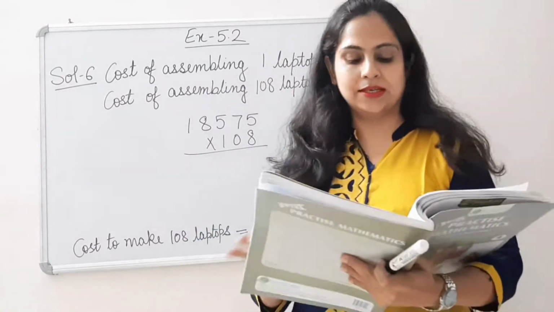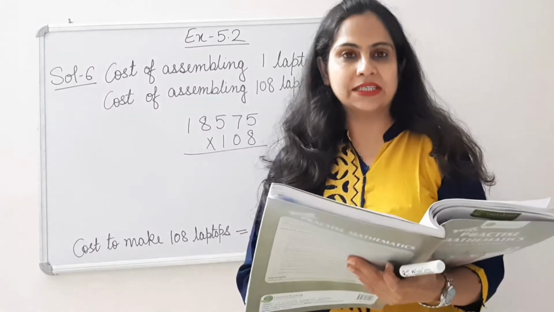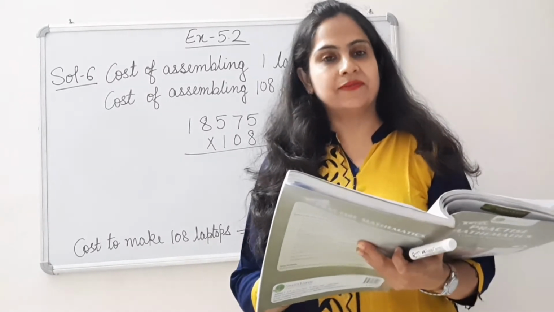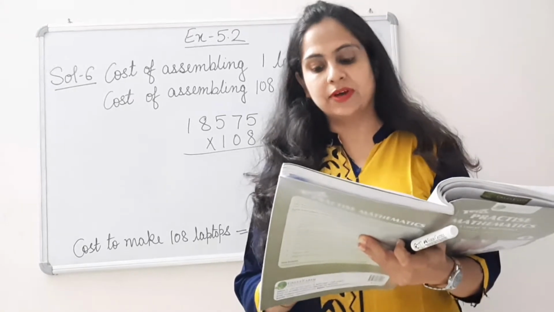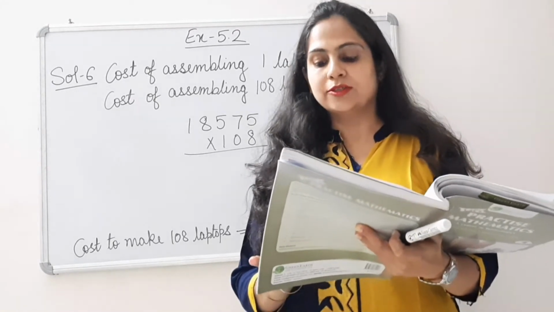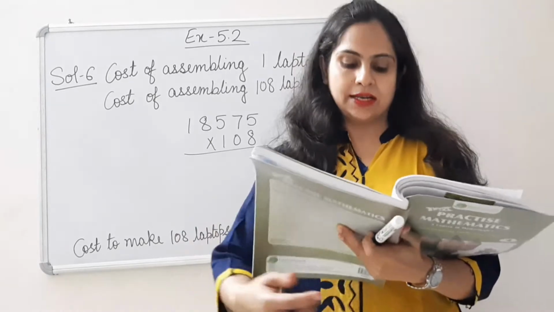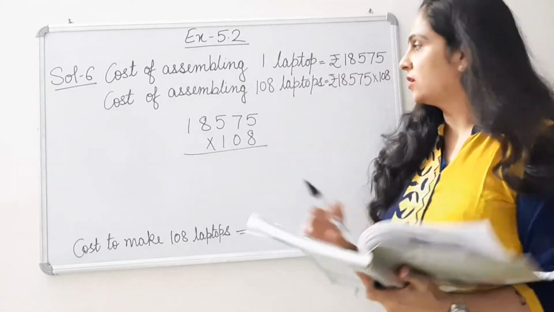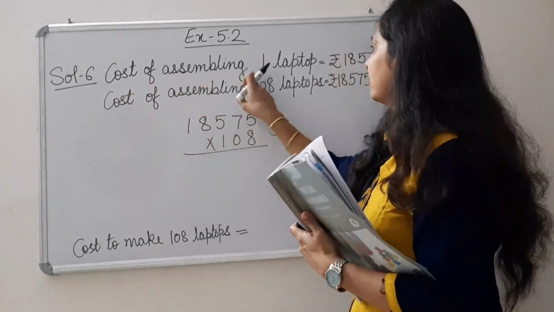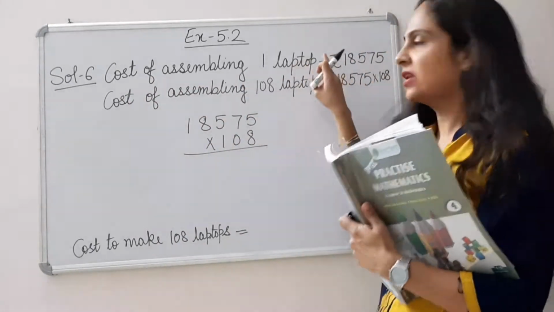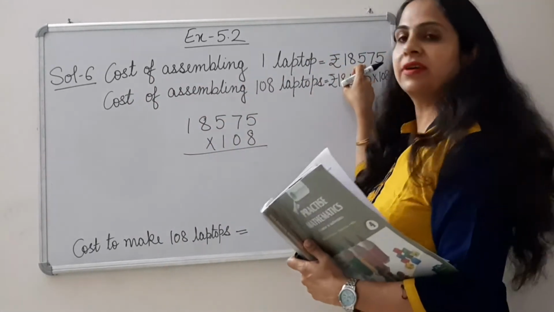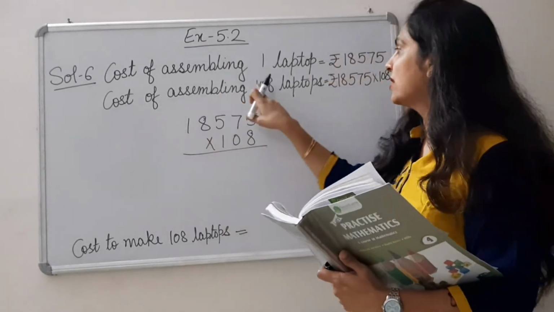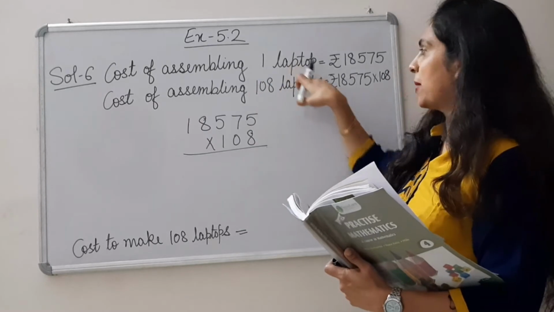Question number 6 is, the cost of assembling a laptop is rupees 18,575. How much will it cost to make 108 laptops? See, in this question, it is given the cost of assembling one laptop, that is 18,575, and we have to find the cost of assembling 108 such laptops.